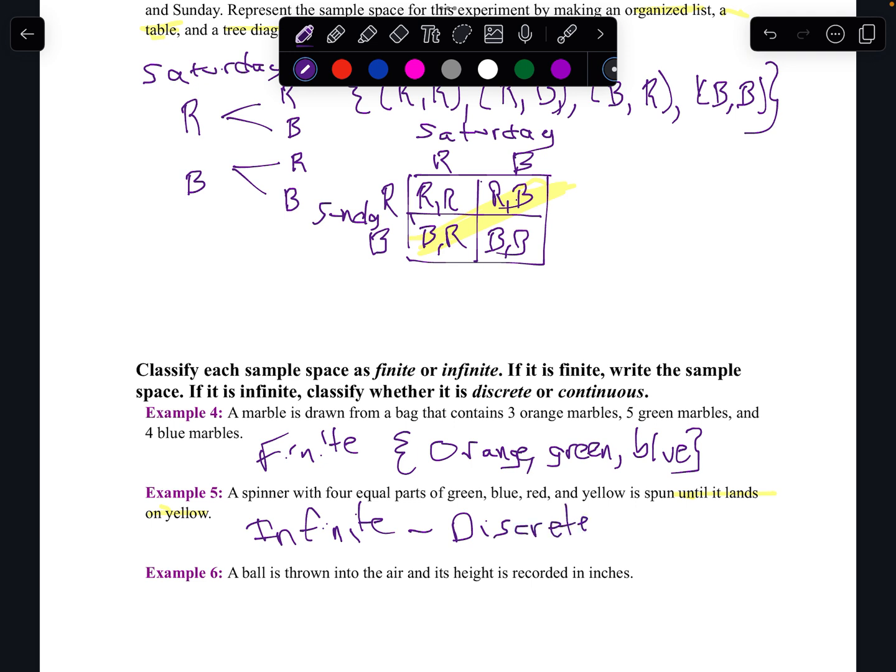Now, a ball is thrown into the air and the height is recorded in inches. So once again, I could throw that ball in the air forever, couldn't I? There's no stopping point here. I'm not going to stop until I throw it 6 inches high, or if I throw it 18 inches high. No, this is just continuous. We're going to go on forever. Theoretically, once again. We're not going to stop when we get to a certain point.